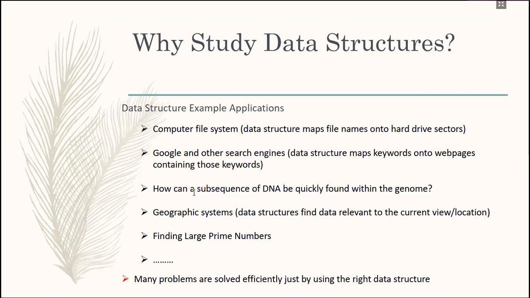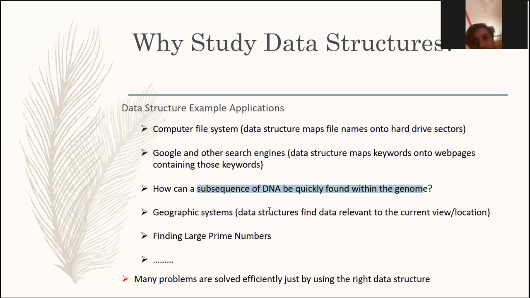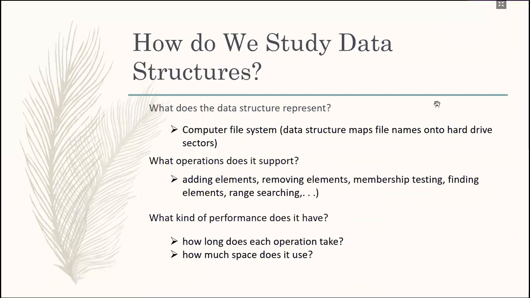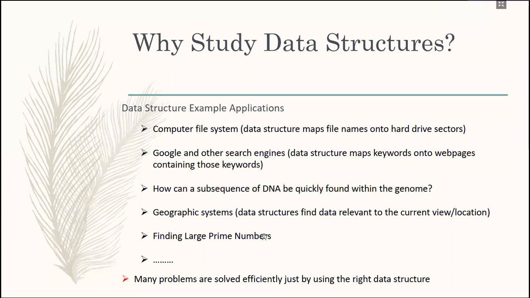How can a subsequence of DNA be quickly found within a genome? This is an advanced application of data structure. In geographic systems, data structures find data relevant to the current view or location. Then finding large prime numbers from smallest to largest, we need data structure, and so on. Many problems are solved efficiently just by using the right data structure. That's the main point you have to know. That's why we actually study data structure.